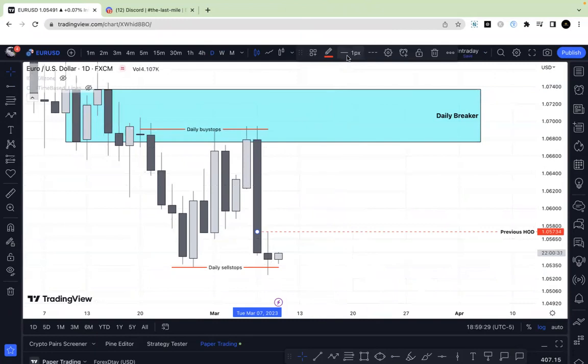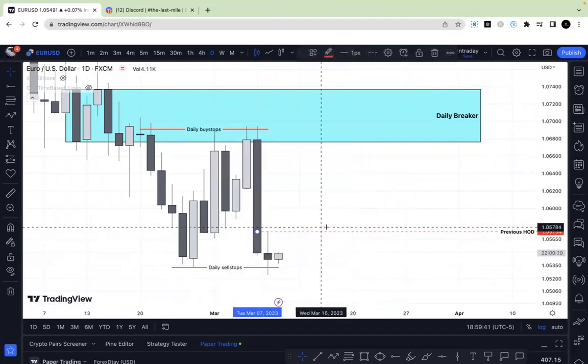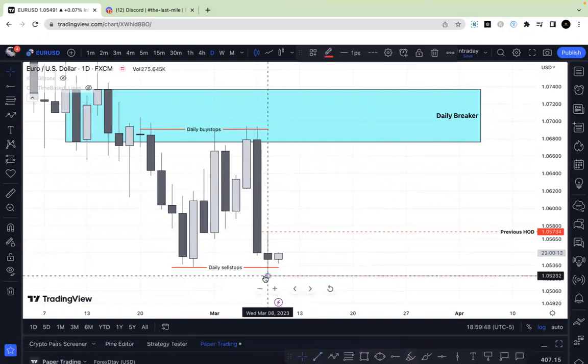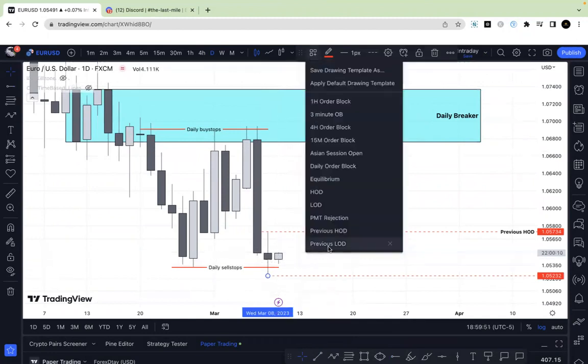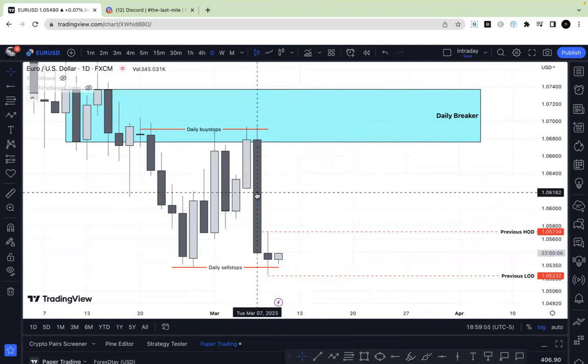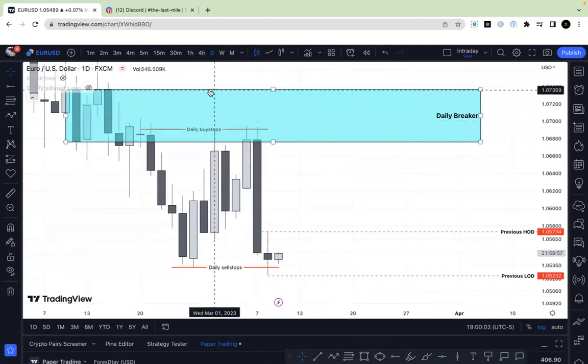If you wanted to make this template, it's pretty simple. Dotted dash line. I like mine red personally, and then previous HOD, obviously on the middle right. Previous HOD stands for previous high of the day, and you can imagine LOD is going to stand for low of the day. So that's previous low of the day, and that's previous high of the day, previous low of the day, right? Drop one in the chat box if you get that. Okay, perfect. We'll cover that first.